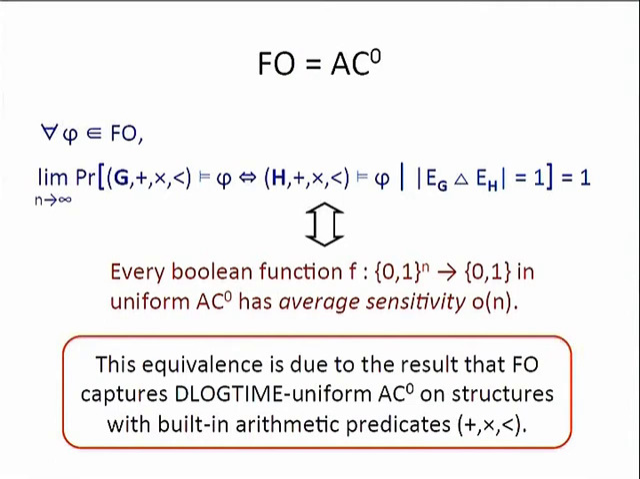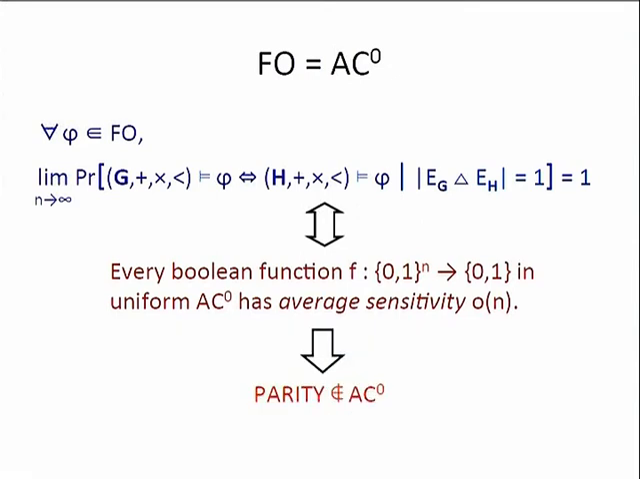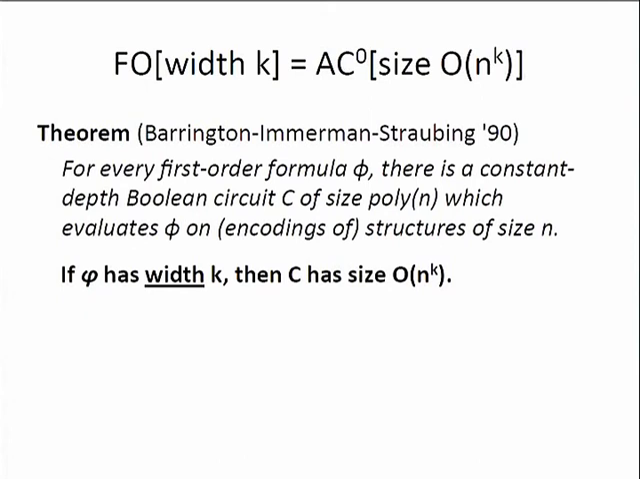As I was saying before, here I've just written, from the last slide in the previous part, this correlated 0-1 law for these structures. As I said, this directly translates via the descriptive complexity characterization into the statement that every Boolean function in uniform AC0 has average sensitivity little o of n. So this implies that parity is not in AC0, for instance.